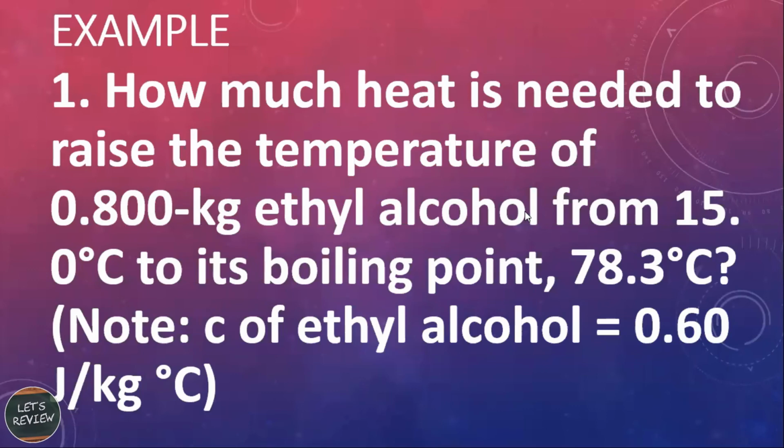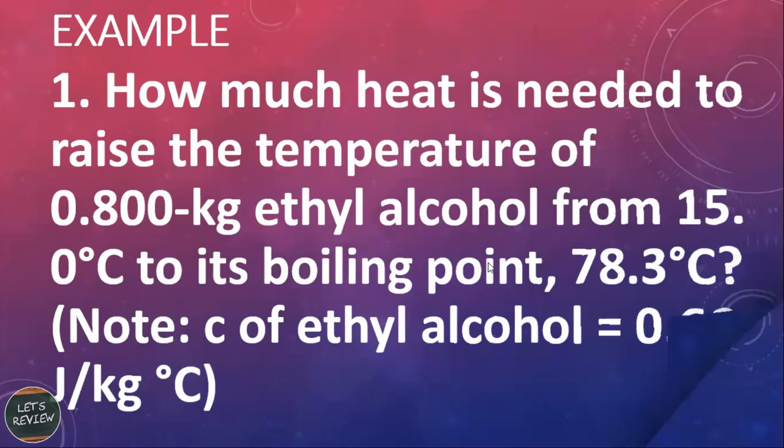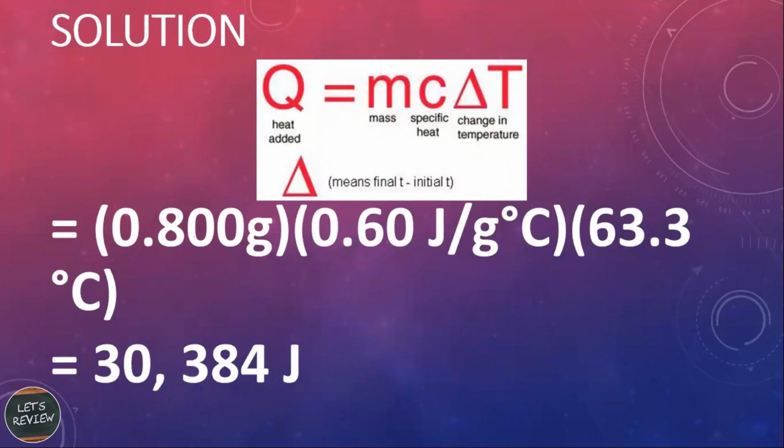So let us solve that. After identifying the givens, we have 0.800 multiplied by 0.60 joule per gram degree Celsius, then multiplied by 63.3 degrees Celsius, and it will end up with 30,384. So meaning to say, to calculate the heat added, or the symbol Q, you have to multiply the mass by the specific heat by the change in temperature.